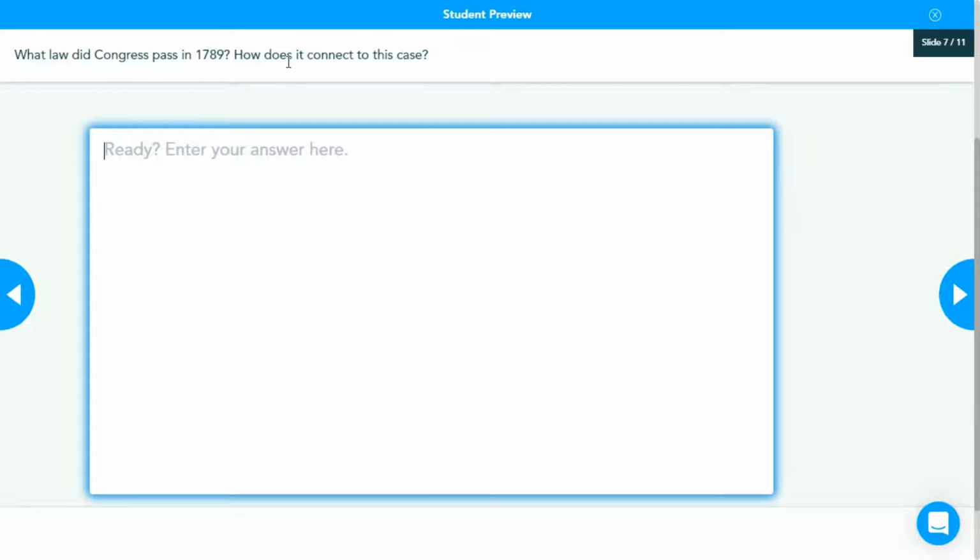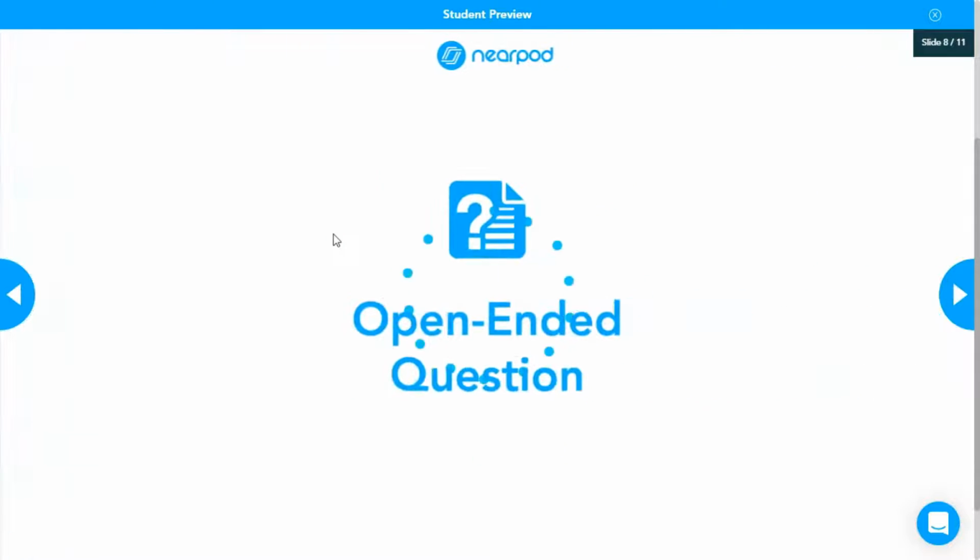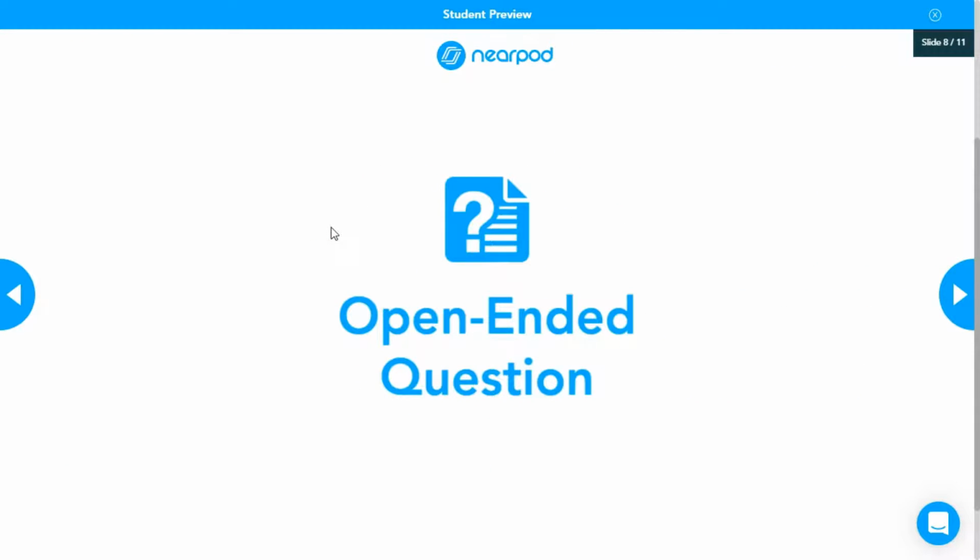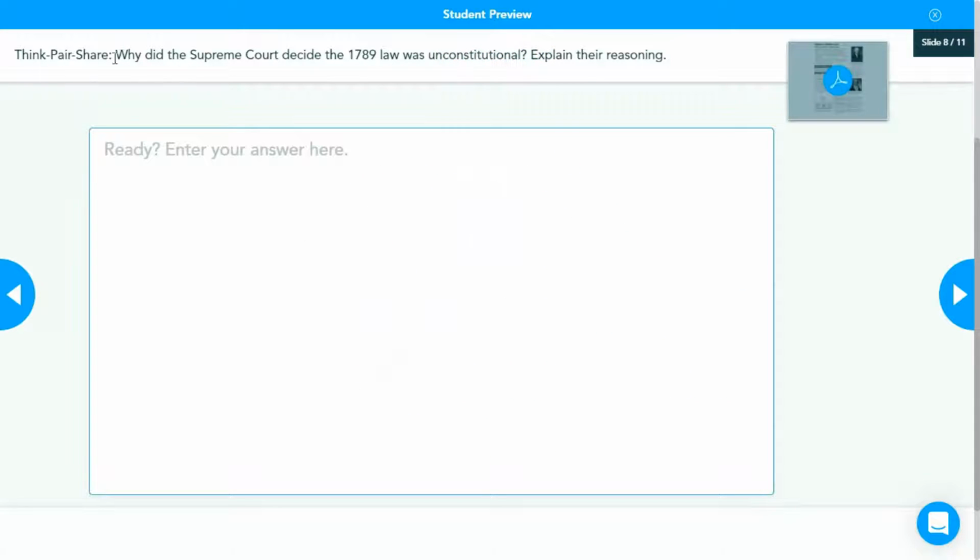All right, how does it connect to this particular case? It is the idea, again, that how we appoint people, how we do things, no one or nothing is above change in the United States of America. Okay, so why did the Supreme Court decide the law in 1789?